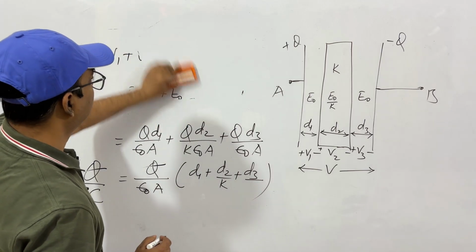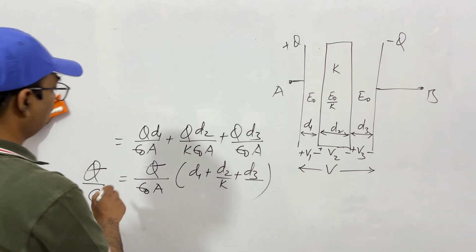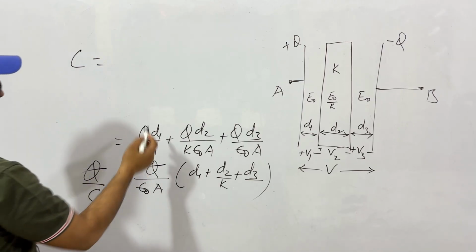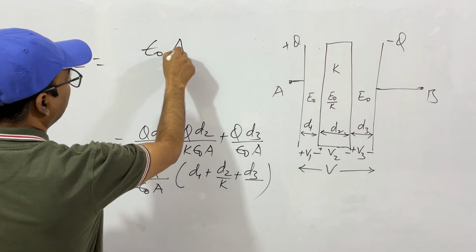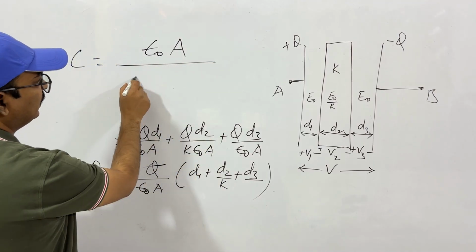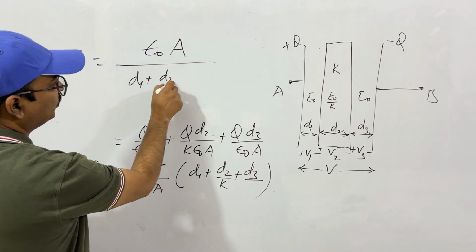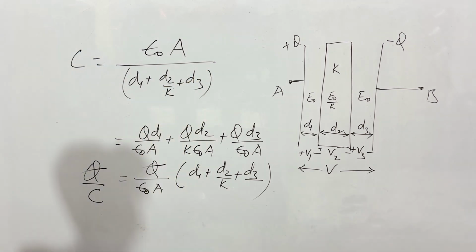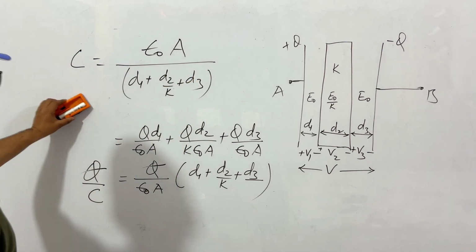From here what you get, C, which we have to find, will be epsilon 0 A divided by d1 plus d2 by K plus d3. This is the capacitance. So we have found the capacitance.